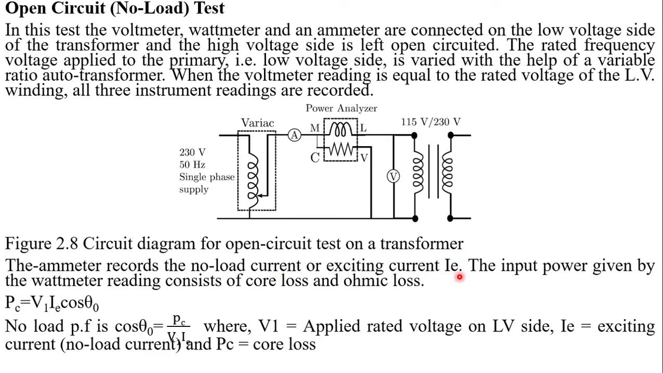The ammeter records the no load current or exciting current IE, and the input power is given by the wattmeter reading, which consists of core loss and ohmic loss. This ohmic loss is I squared R, and the core loss is equal to the primary applied voltage times the no load current or exciting current times cosine theta naught. Now the no load power factor cos theta naught is equal to core loss over V1 times IE, where V1 is the applied voltage and IE is the exciting current, which is the no load current, while PC is the core loss.